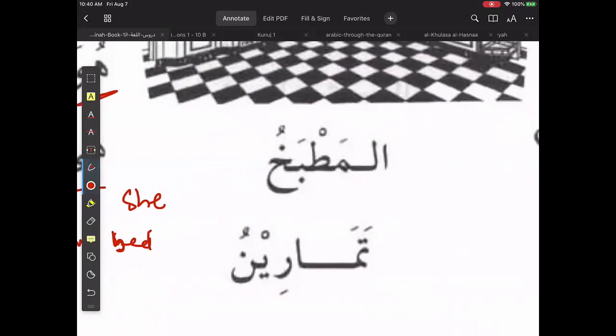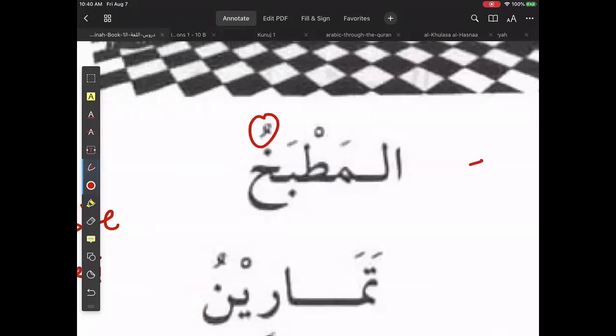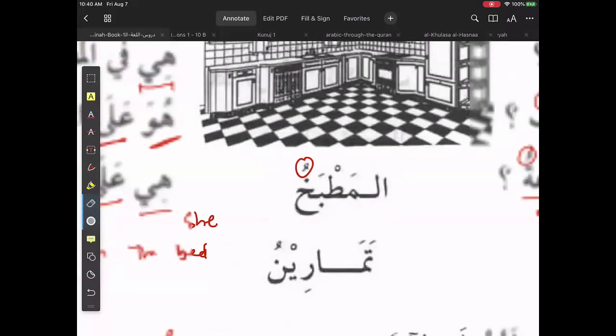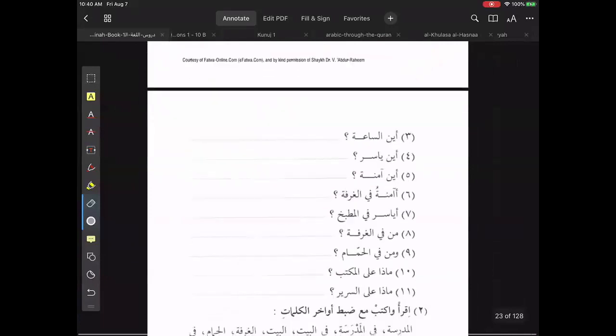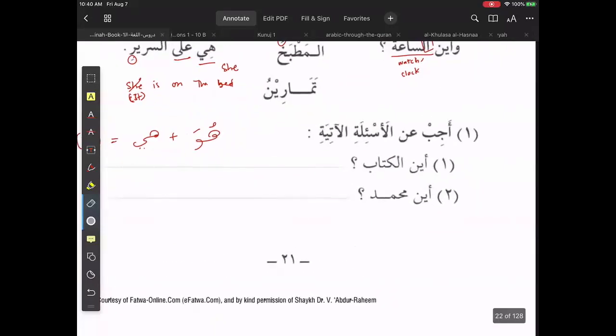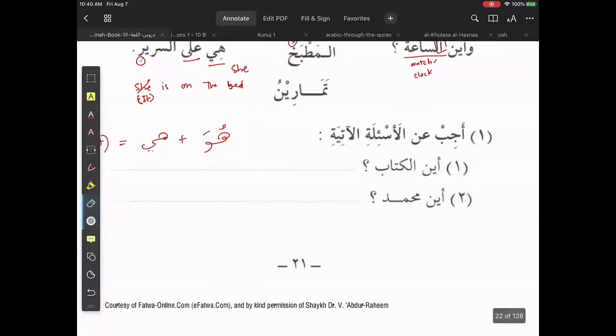See, you have al-matbakhu, you say fi, then you have to put al-matbakhi. That's the main thing you have to understand. Honestly, after that, if you're comfortable with this, believe it or not, the whole thing is just a matter of knowing the vocabulary and being able to translate.